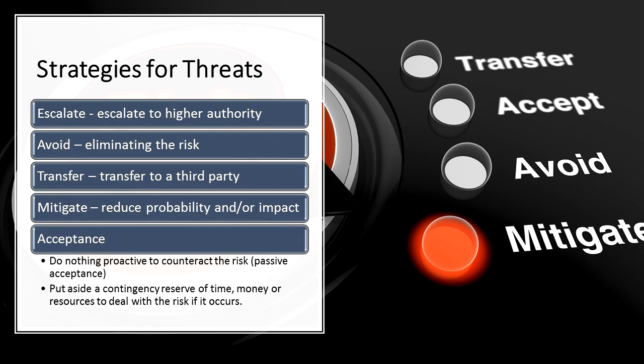We also have risk transfer. When we find a risk, we can transfer it to a third party. We can purchase insurance. We could use performance bonds, warranties, guarantees, and so on. The next approach to these negative risks is to mitigate the risk. This refers to reducing the probability or the impact of the risk occurring.